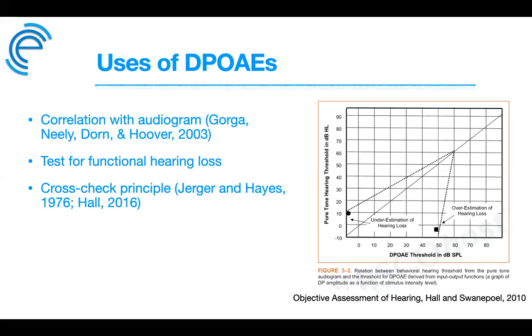Another important use of DPOAEs is for functional hearing loss, with malingerers who are trying to get compensation. This is always something that can help, again, with our test battery and other things that we do, the Stenger test and so forth. We can figure out whether it's a malingerer or not.